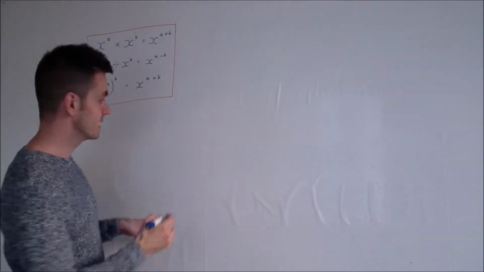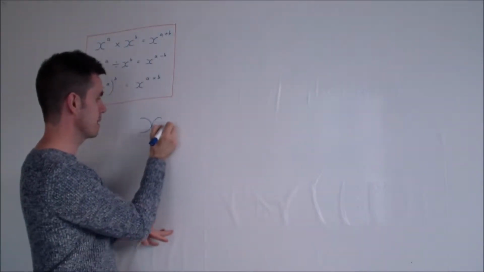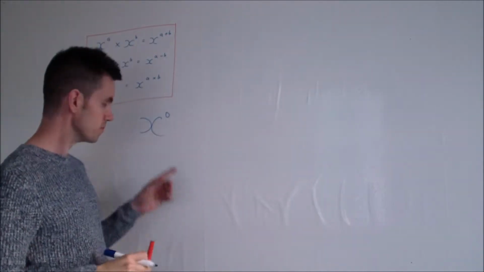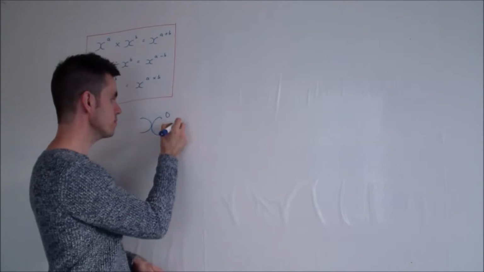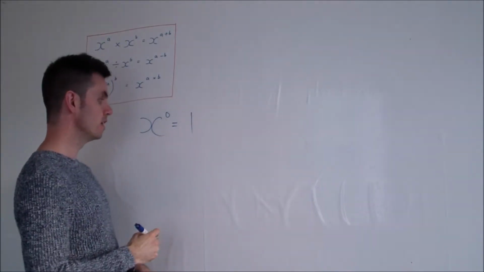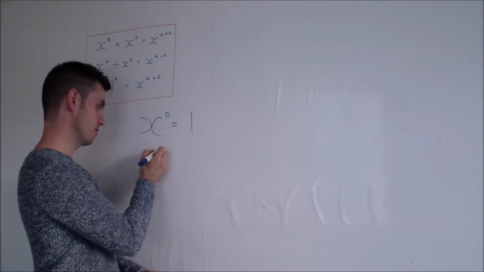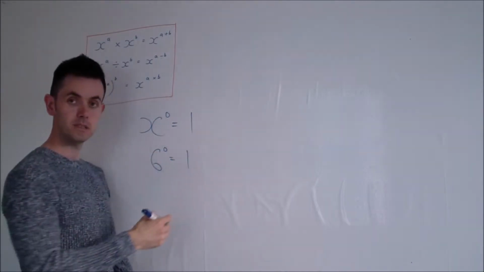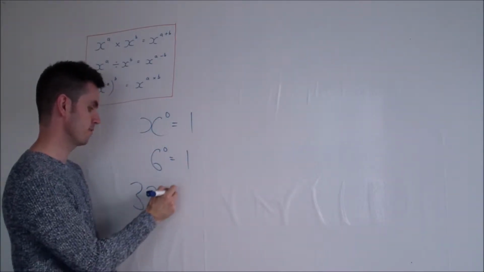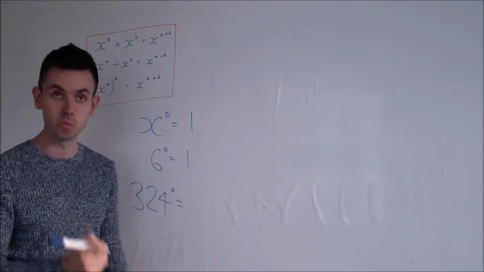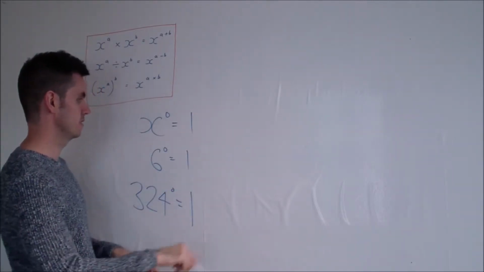The first one is if you have x raised to the power 0. Anything to the power 0 is equal to 1. It's a very handy law to know. So if you have 6 to the power 0, the answer is 1. If you have 324 to the power 0, the answer is 1. Very nice one to know about.